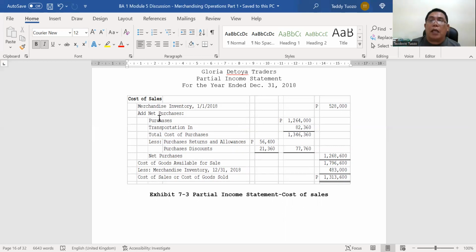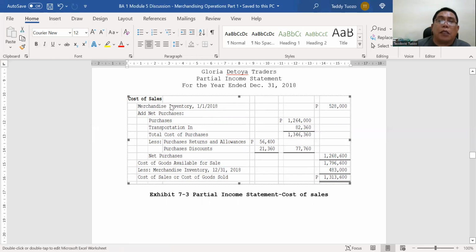For manufacturing, there are three or four types of inventory: the raw materials inventory, the work in process inventory, the finished goods inventory, which is equivalent to merchandise inventory under merchandising or trading, and the manufacturing supplies inventory or factory supplies inventory. We are not going to discuss manufacturing, because we discuss merchandising. That is why we only have the account merchandise inventory. This is the merchandise inventory, beginning.